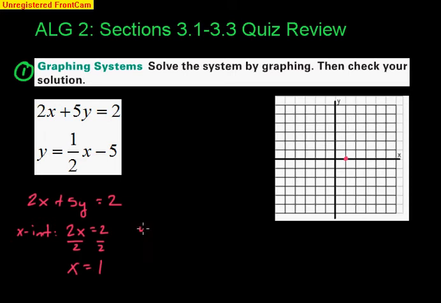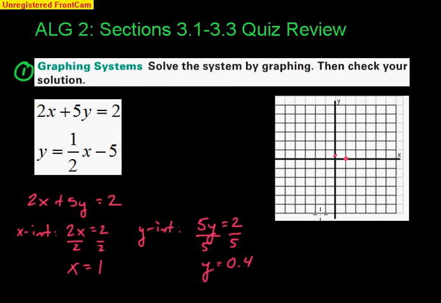Now I do a similar thing for the y-intercept. Now I want the y, so again I'll cover up the x. Just so you can see, it says 5y equals 2. And I'll divide by 5. And you get y equals 0.4. 0.4 is the y-intercept. It's a little bit less than a half.